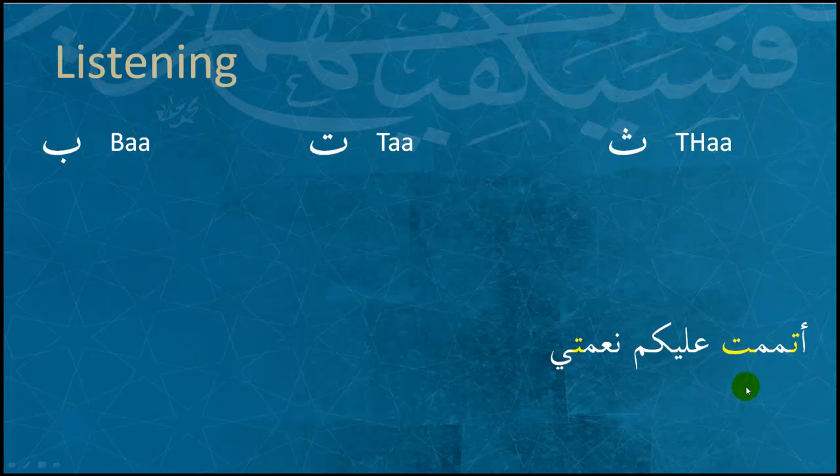Now I'm going to read this sentence. I want you to follow along as I read it and notice the highlighted letters. I know we haven't covered any of the other letters, but when I get to the highlighted letters that we have covered, I want you to notice me pronouncing them, okay? Here we go. At, mam, tu, alaykum, ni'mati.